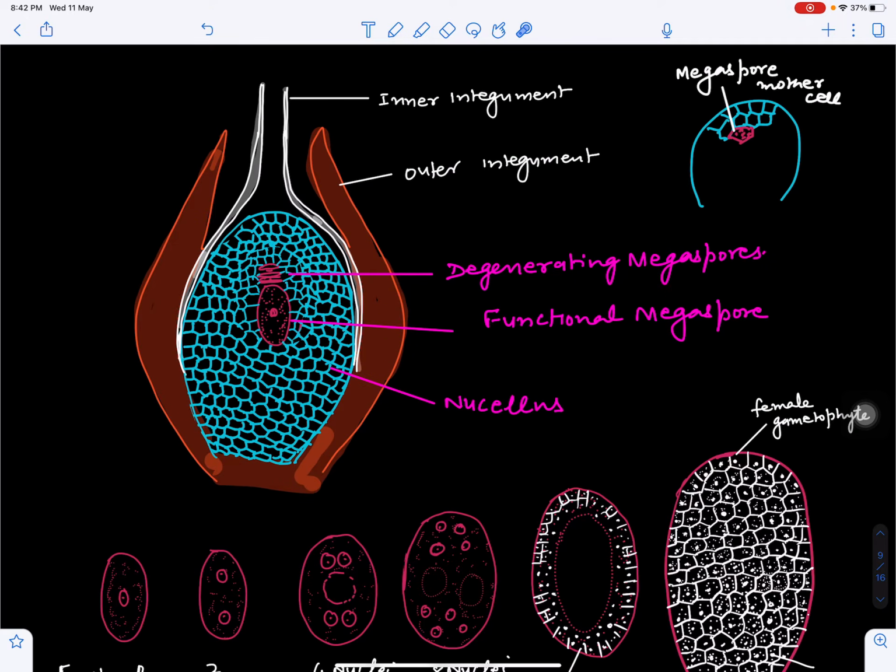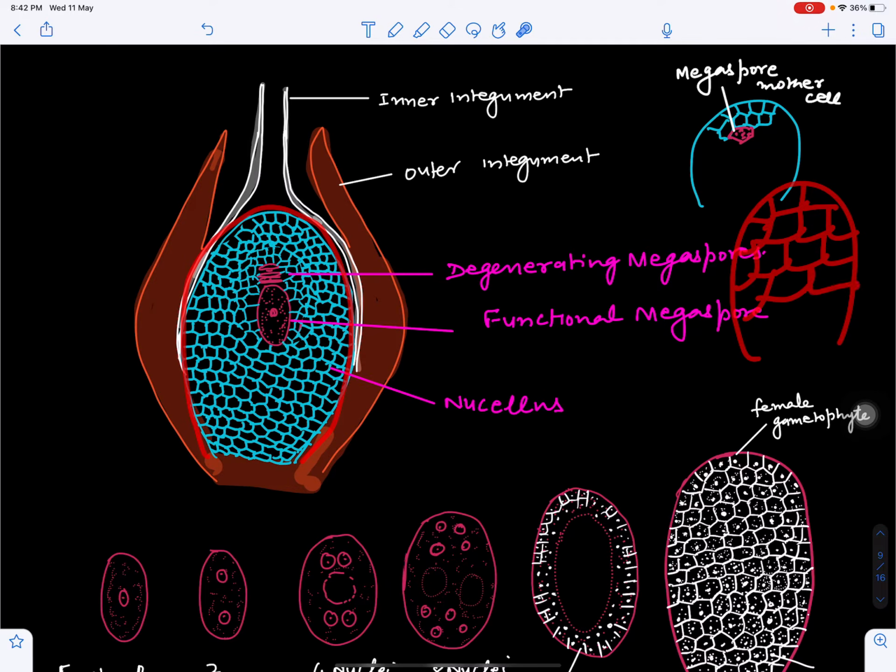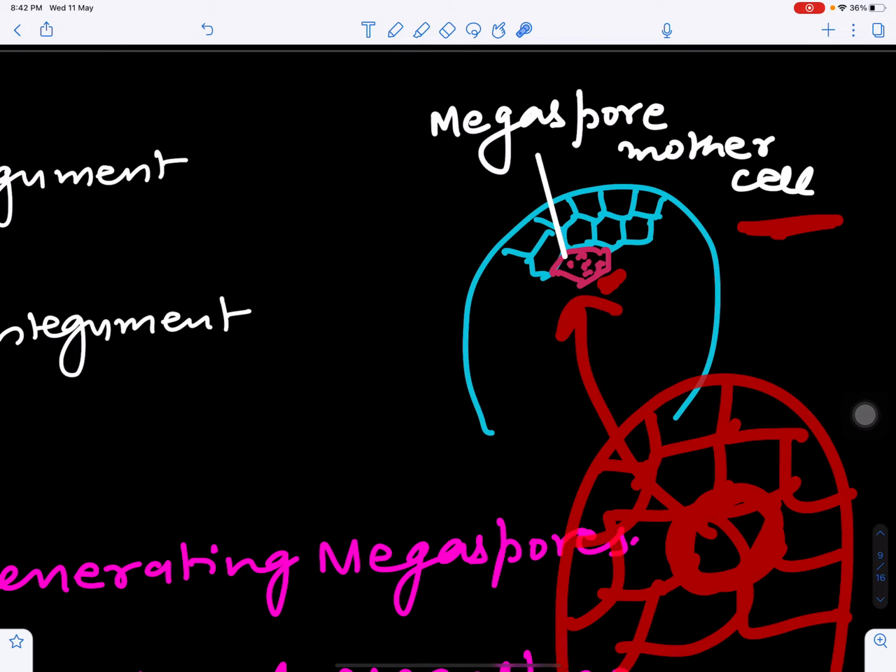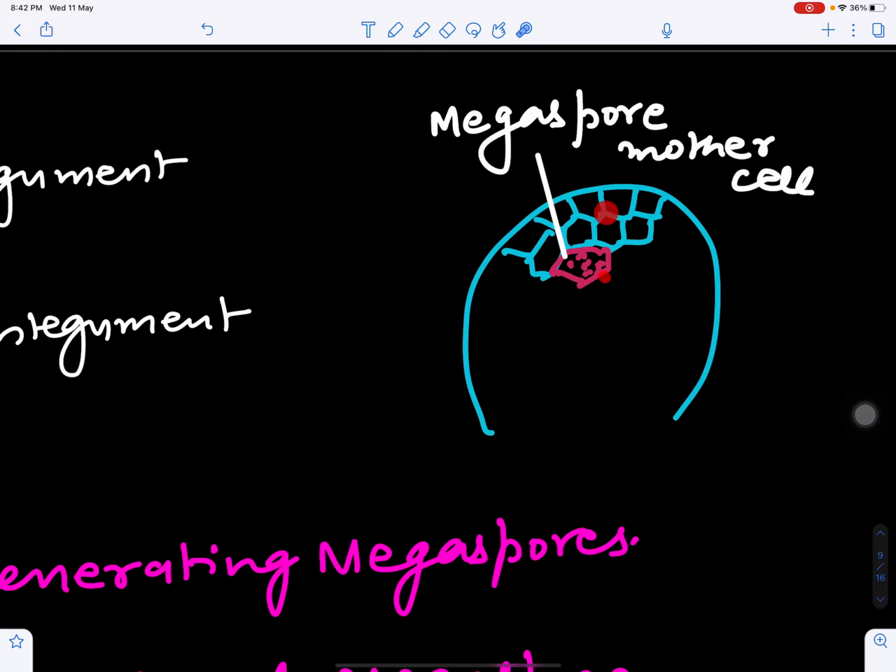Now, this is the ovule. This is the inner integument. This is the outer integument. And this part is called the nucellus. The nucellus is cellular. It is made up of cells like this. Here in the nucellus, this cell acts as the megaspore mother cell. All the cells of the nucellus are diploid in genetic constitution, so the megaspore mother cell will also be diploid.